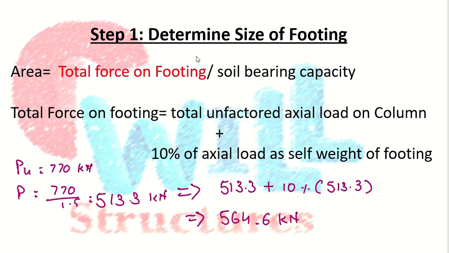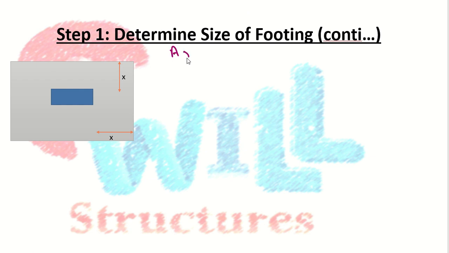Now let's calculate the area. Okay, for area we have to put this value, 564.6 divided by soil bearing capacity which is 200. The answer is 2.82 meter square. Okay, so our required area should be 2.82 meter square, right? So let me just write here, area required is 2.82 meter square. Okay, now we have to determine the dimension of the footing.